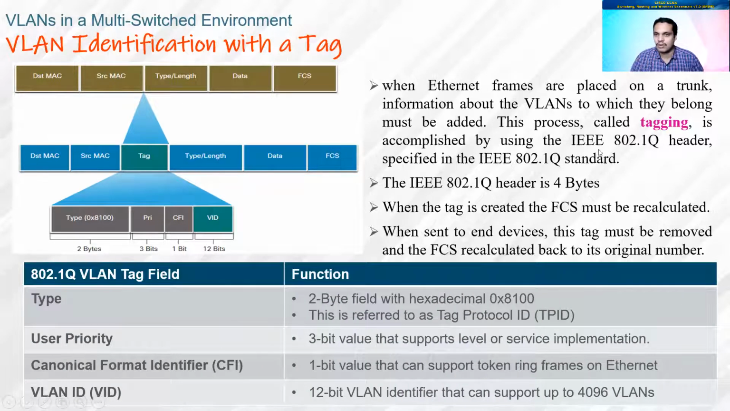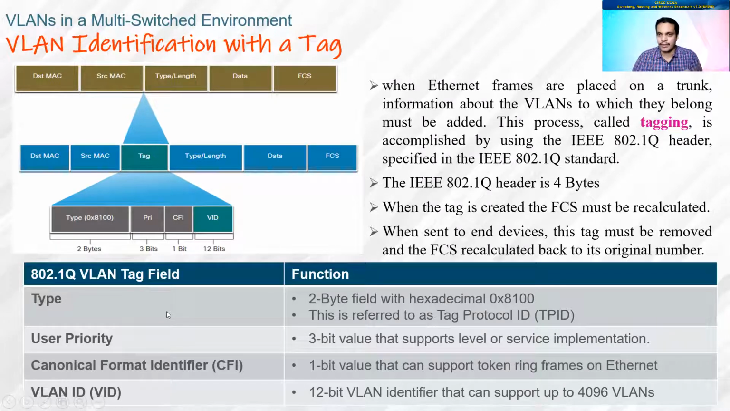What are these 4 bytes? What information will they have? The first one is a type field. This is referred to as the tag protocol ID or TPID. Next comes user priority, which is 3 bits. It supports the type of level of service implementation. The third one is called CFI, canonical format identifier, which can support token ring or Ethernet frames. The last field is your VID field, which is the VLAN ID field, 12 bits in length, and it can support up to 4096 VLANs. So this is your tag. Usually it is 4 bytes in length, and this is called tagging.